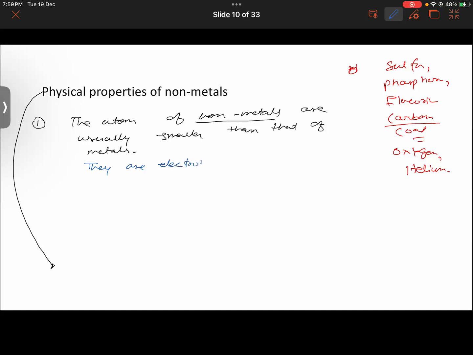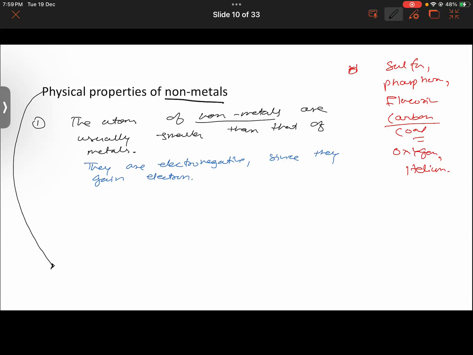Second thing we get to see about the non-metals is that they are electronegative. They contain anions, since they gain electrons. वो electron gain करते हैं, right? When they gain electrons, they develop a charge on them, जिसे negative charge कहते हैं और anions कहते हैं. Getting it or not? Yes, sir. Okay, talking about the physical properties of the non-metals.